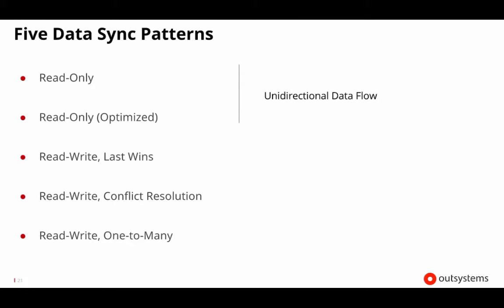In the first 2, data will flow from the server to the devices, so it will be a unidirectional data flow. In the remaining ones, the data will flow in both directions, and you can be syncing the information that's on the device into the server.